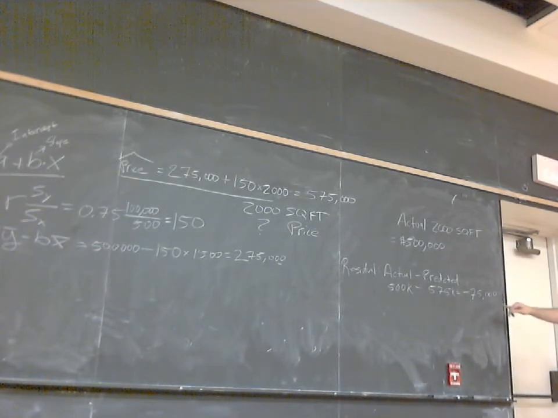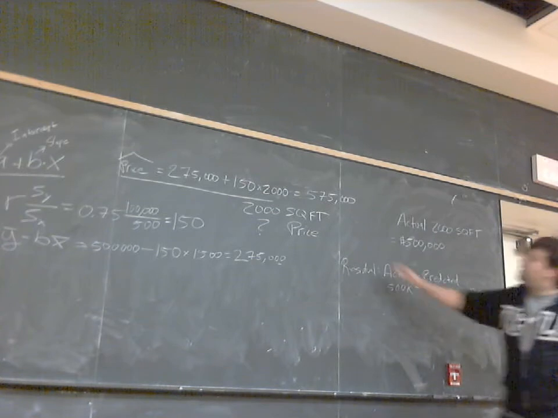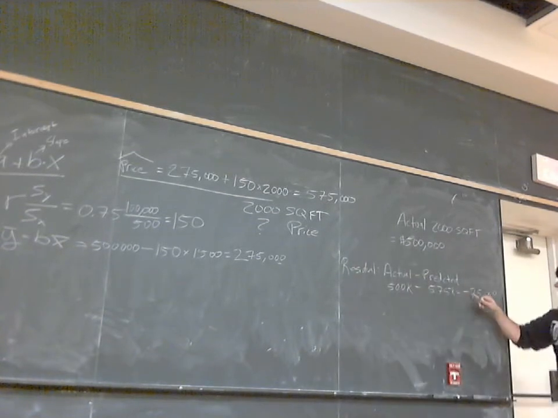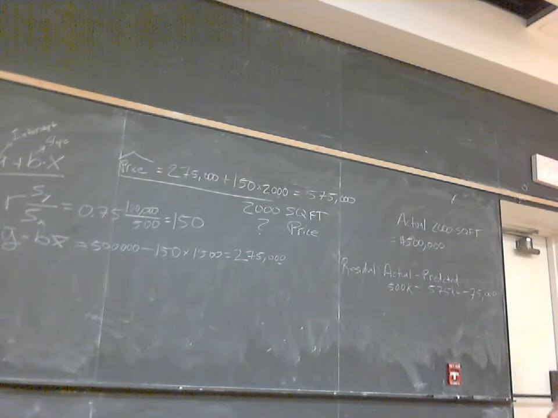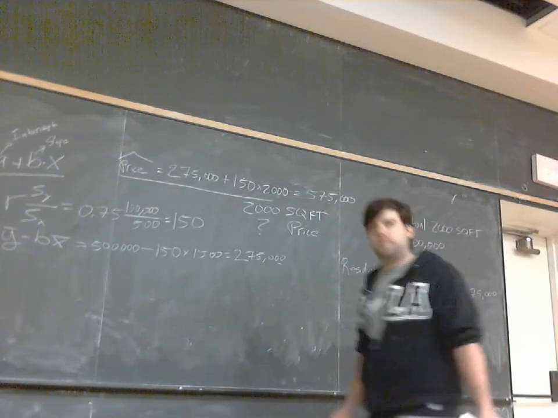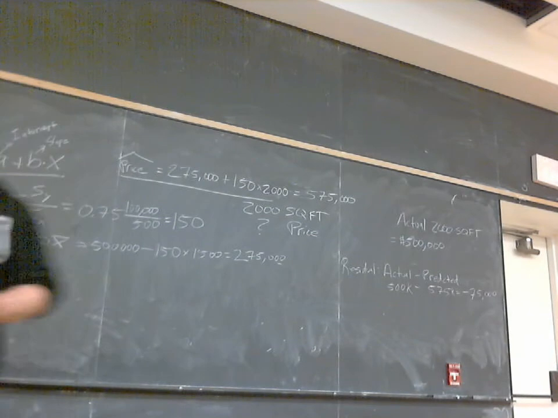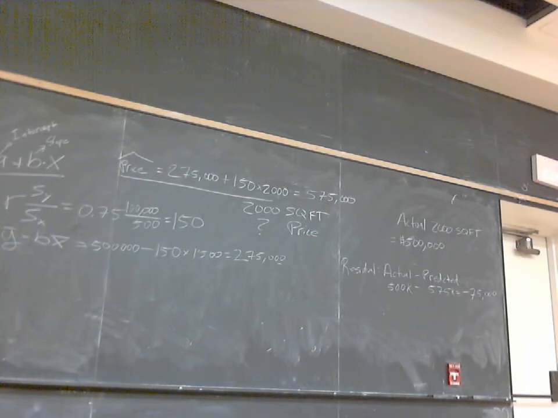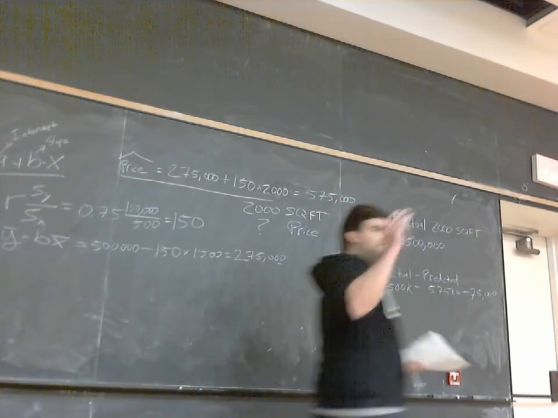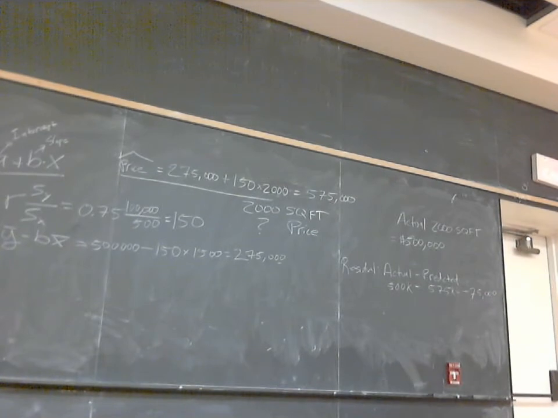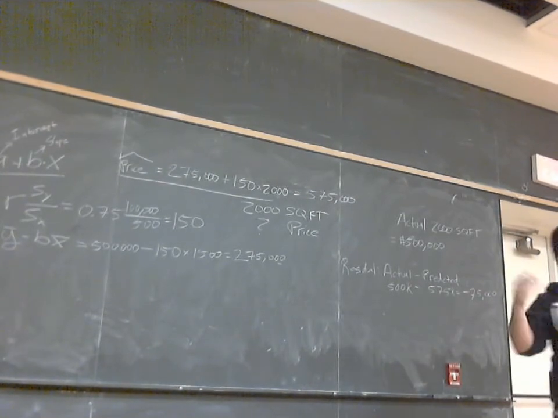Now you don't need a residual to know that this model overestimated. 575 is more than 500,000, so the model overestimated. But notice that any time our model overestimates, we're going to get a negative residual. And any time our model underestimates, we're going to get a positive residual. So if all you know is the residual, that tells you whether you overestimated or underestimated. Questions? Yeah, positive residual is underestimated. Notice it's kind of reverse, so keep that in mind. Positive residual, underestimated. Negative residual, overestimated.